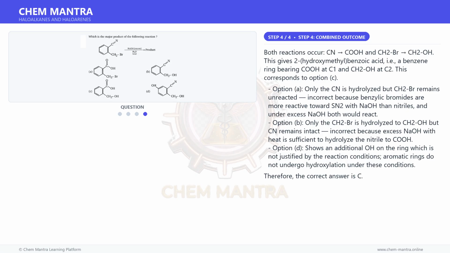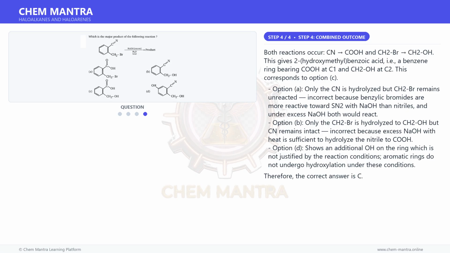Option A. Only the CN is hydrolyzed, but CH2Br remains unreacted. This is incorrect because benzylic bromides are more reactive toward SN2 with NaOH than nitriles, and under excess NaOH both would react. Option B. Only the CH2Br is hydrolyzed to CH2OH but CN remains intact. This is incorrect because excess NaOH with heat is sufficient to hydrolyze the nitrile to COOH.